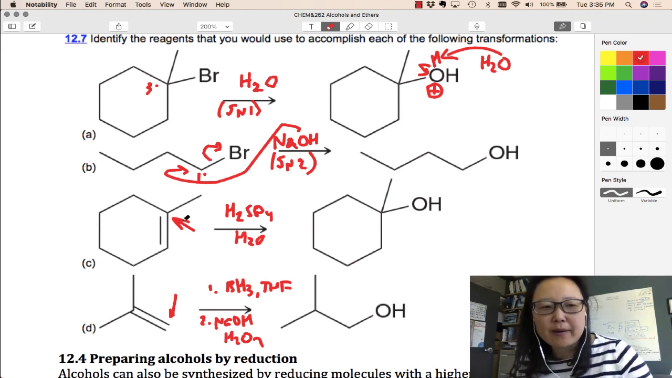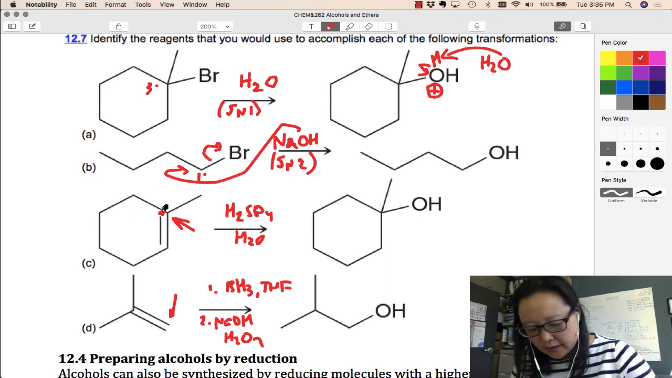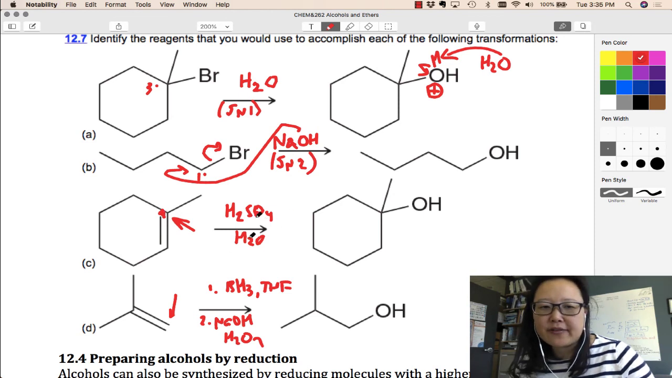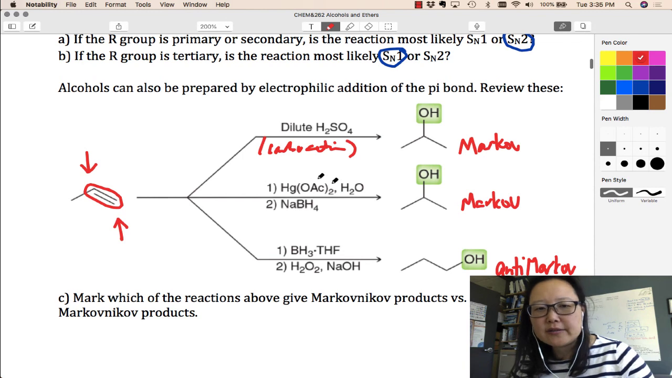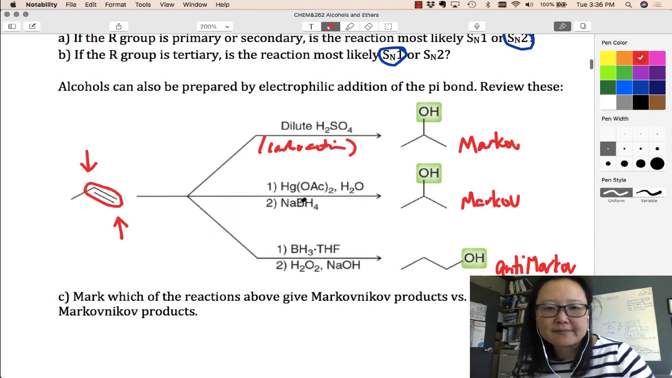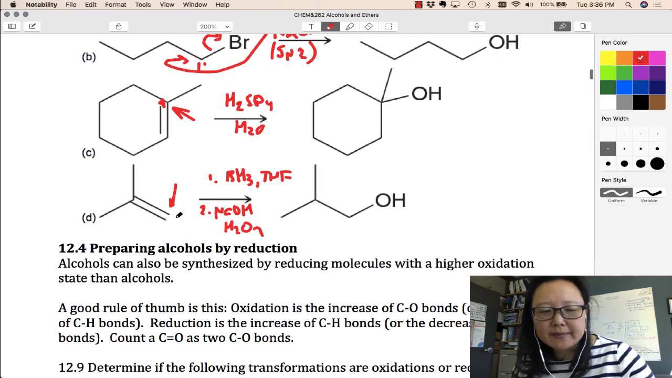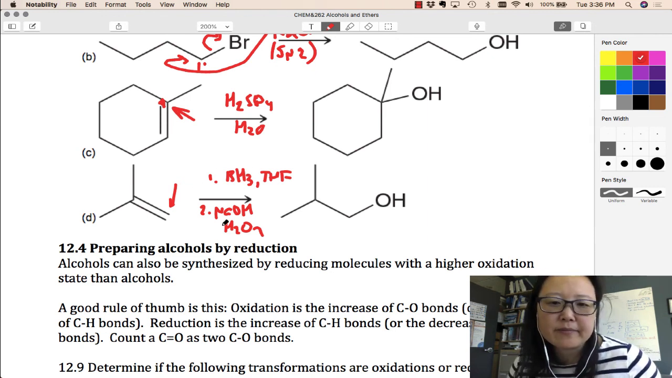For the next one, we want Markovnikov addition, so we want the OH here. There are two methods for that: either acid and water, or you could say dilute acid, or you can use oxymercuration reduction. For this one, we want anti-Markovnikov, so we're using the hydroboration oxidation reaction here.